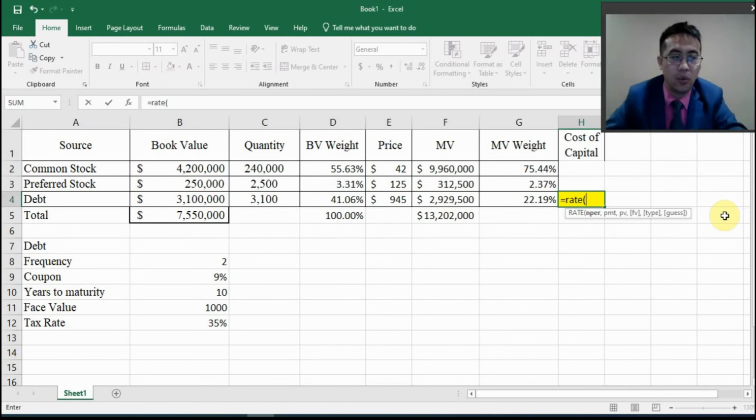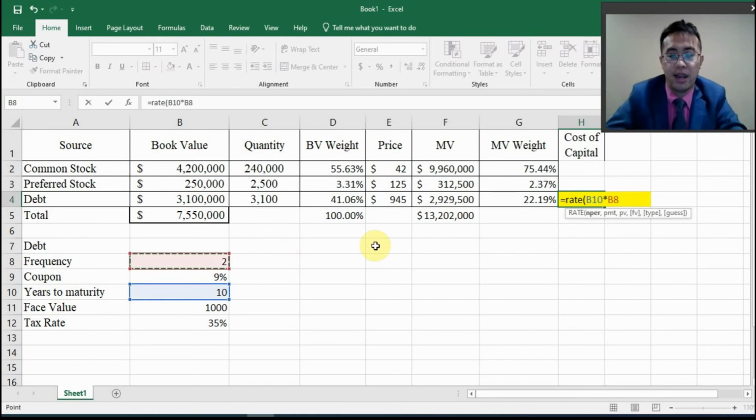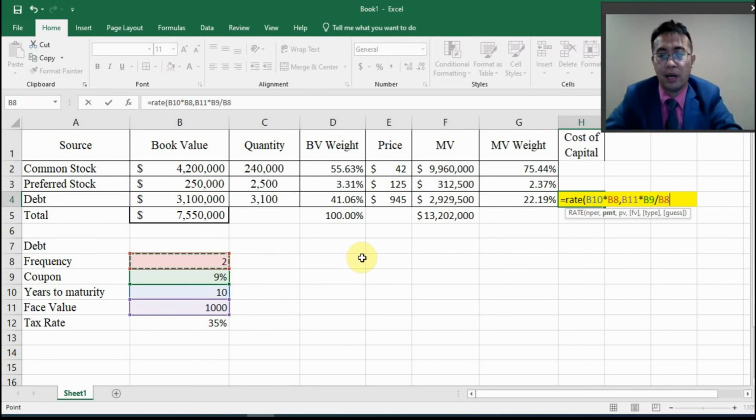Okay, to solve for the cost of debt, it is just like solving for the yield to maturity. You are going to use the rate function. Inside the rate function, the first thing you need to put is the number of periods, not number of years. Because I have semi-annual bonds, for 10 years, I have 20 semi-annual periods. As you can see, I click these two cells to get a 20-period number. And then for the payment, I'm going to use the face value multiplied by the coupon rate, and then divided by the frequency to get my periodical coupon. That's right, everything in this formula is on a periodical basis.